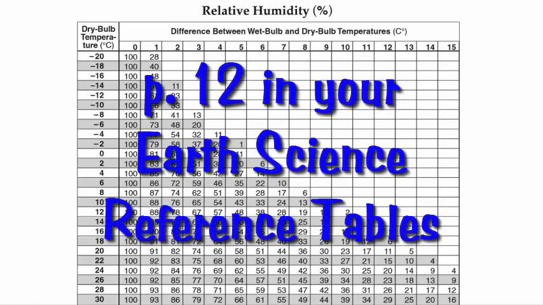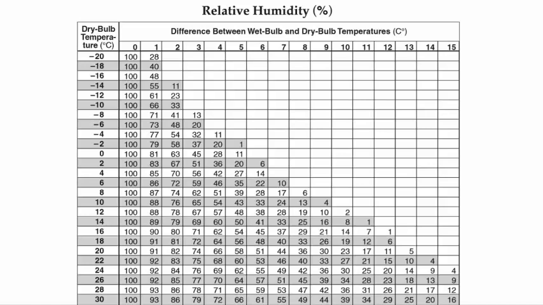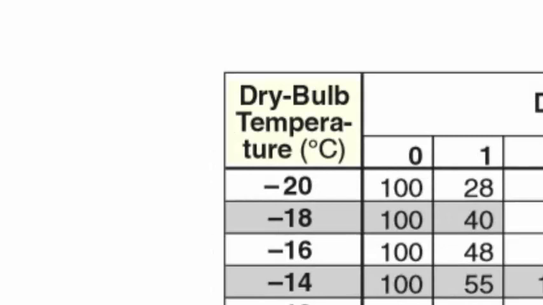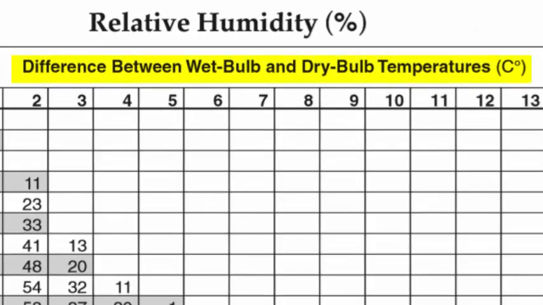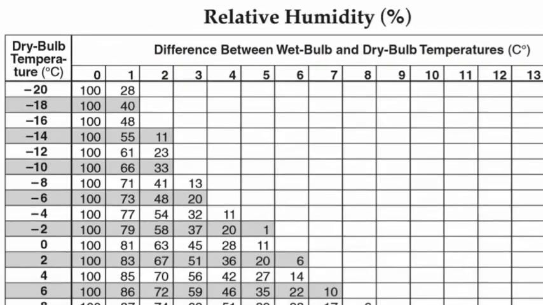On page 12 of your Earth Science reference tables, you'll find 2 charts, one for finding relative humidity and the other for dew point temperature. We'll start with relative humidity first. I want you to notice how the columns are labeled here. On the left-hand side, you will see a column for dry bulb temperatures, and along the top, you will see the difference between wet bulb and dry bulb temperatures. So the first thing we do is we subtract the wet bulb from the dry bulb temperature, and we find our difference on the top. Then we match it up with our dry bulb temperature on the side, and we get our answer.